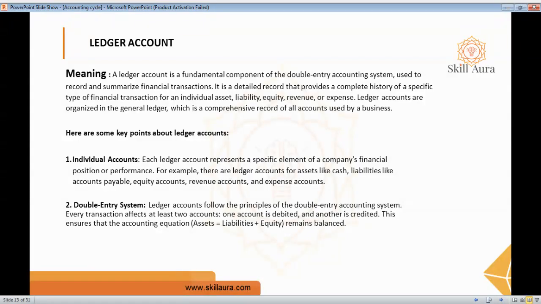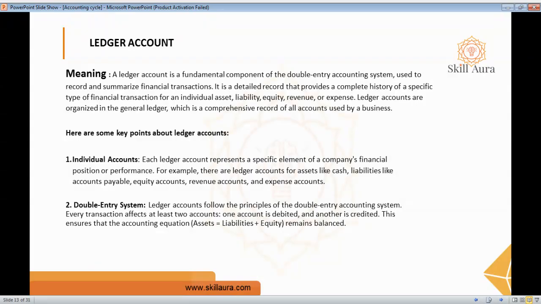Here are some key points about ledger accounts. The first one is individual account. Here we are going to prepare an individual account like equity account, account payable, revenue account, expenses, cash account, liability account, like this. So each ledger account represents a specific element of the company's financial position or performance.